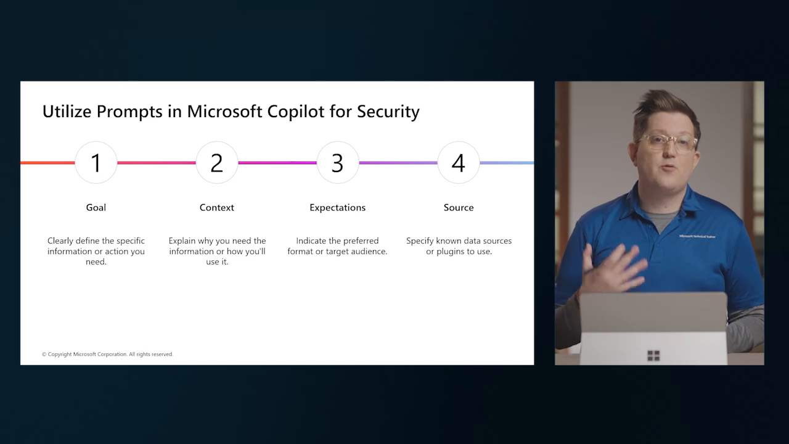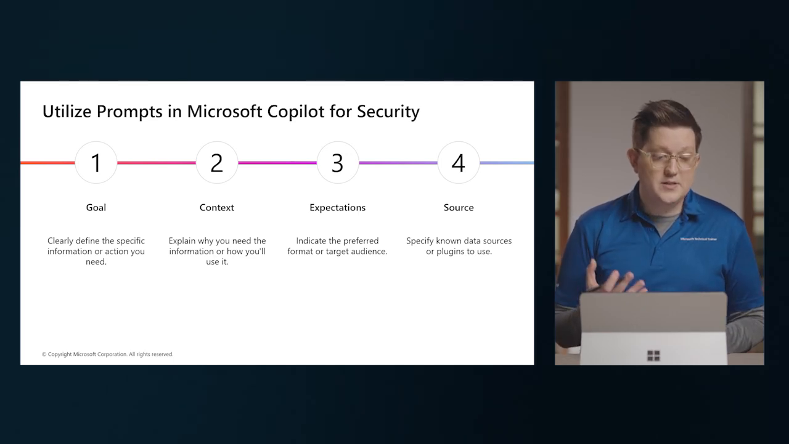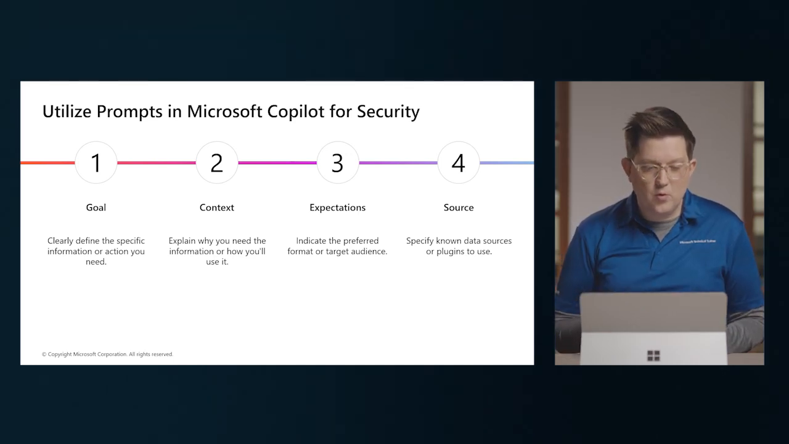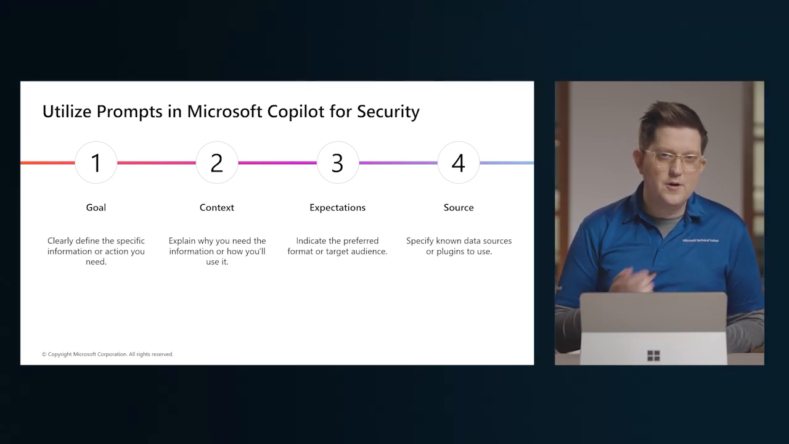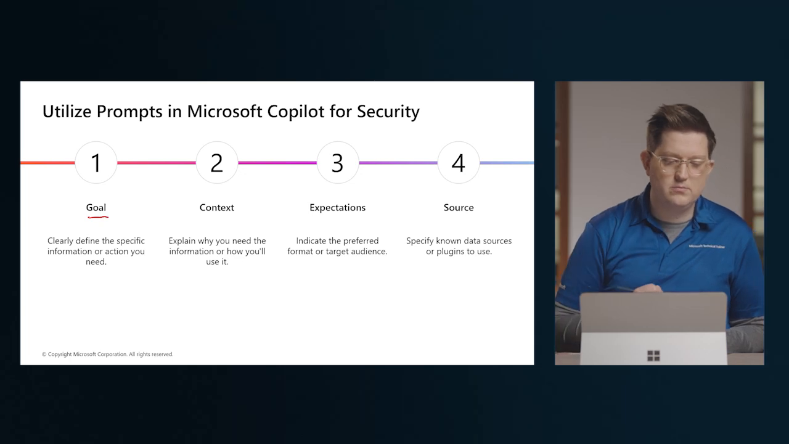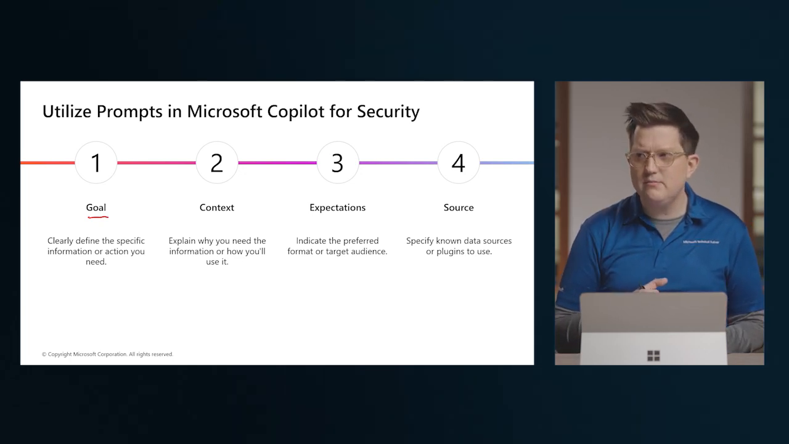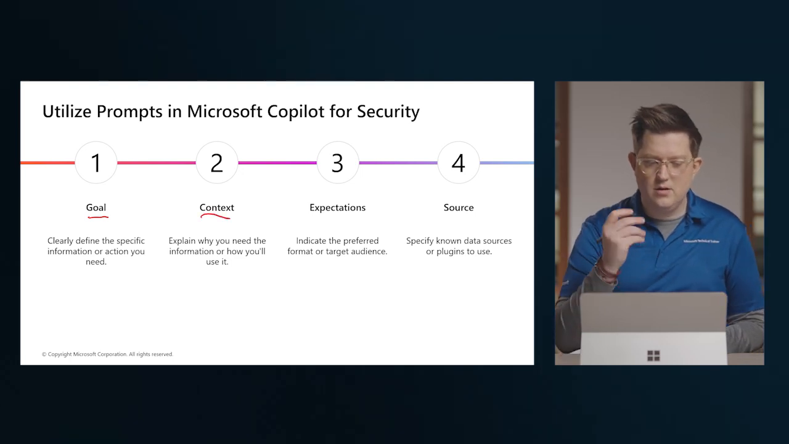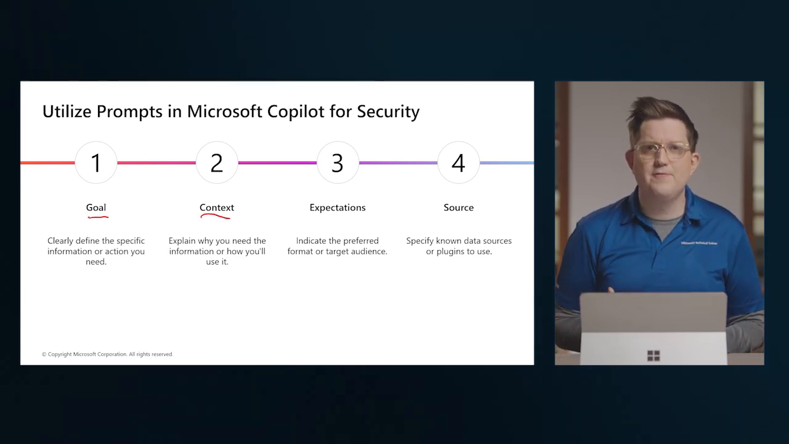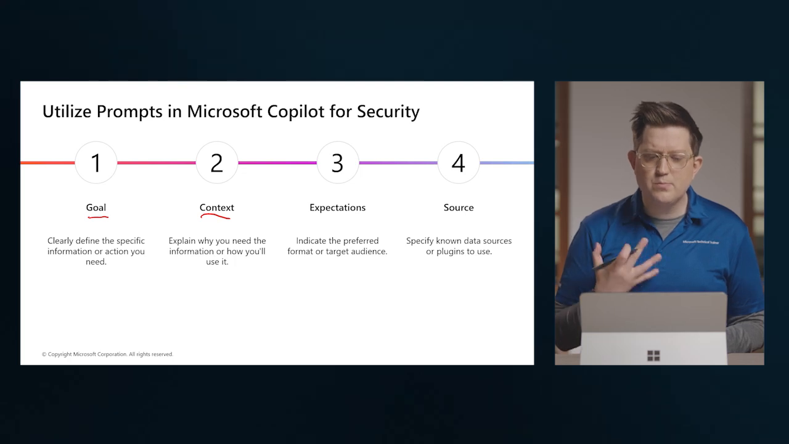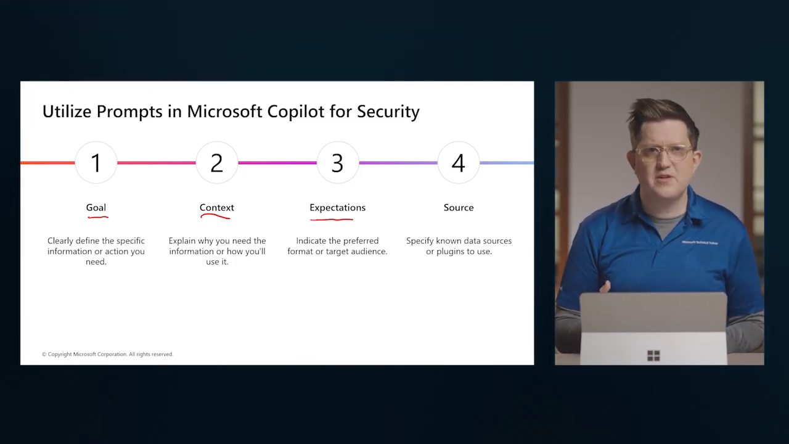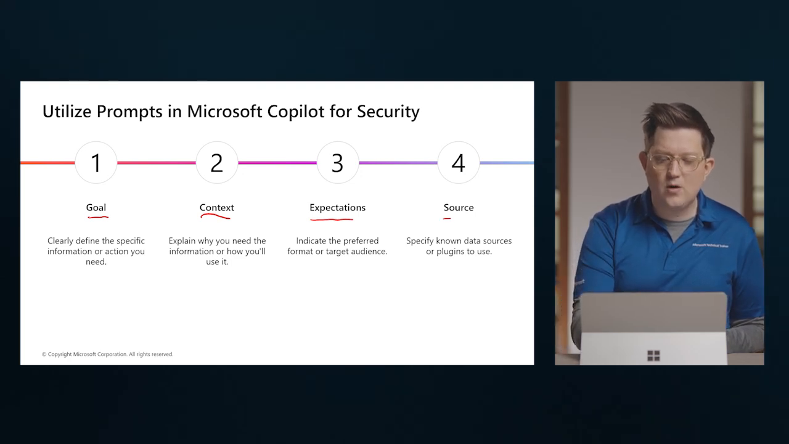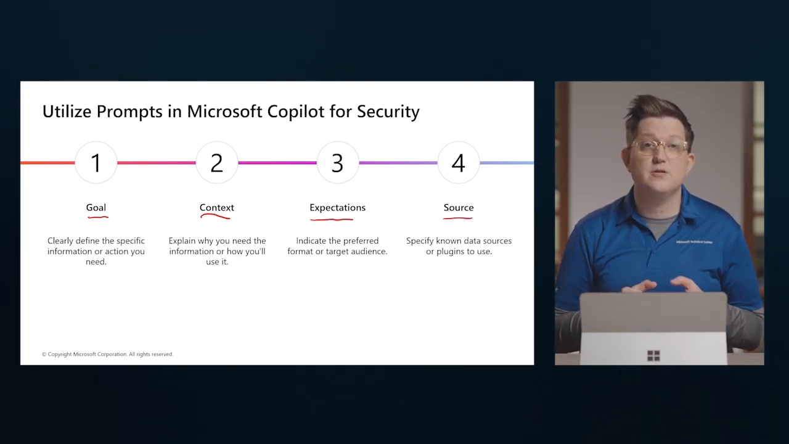Now, when you ask prompts of Copilot, it's important to always keep 4 key points in mind. The first is that you need to have a clear goal. What information do you actually need? You need to provide clear context. Why do you need this information in the first place? You need to provide expectations. Who is this for? Why do you need it formatted a specific way? And you need to say what sources you want to make use of.